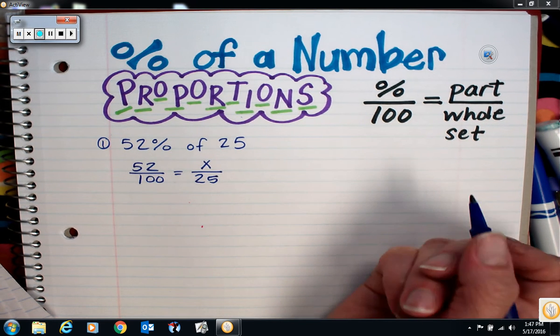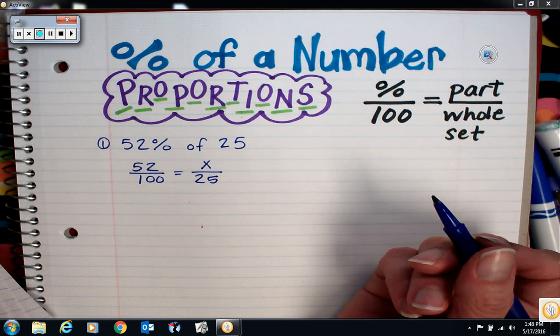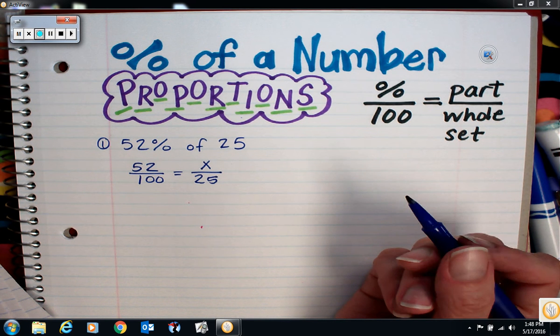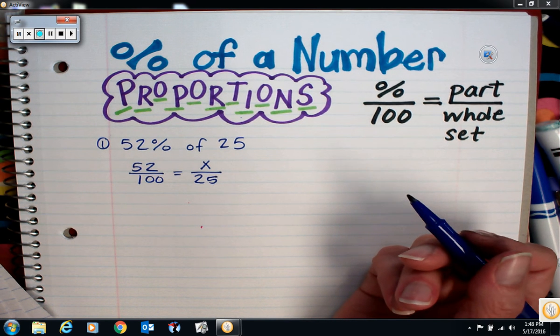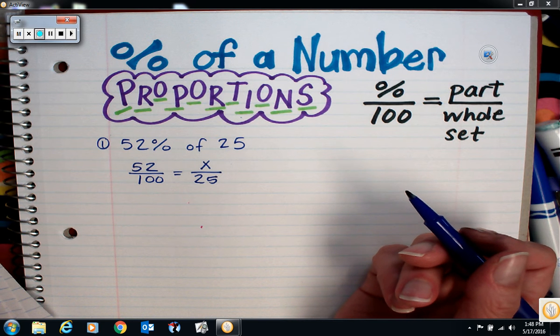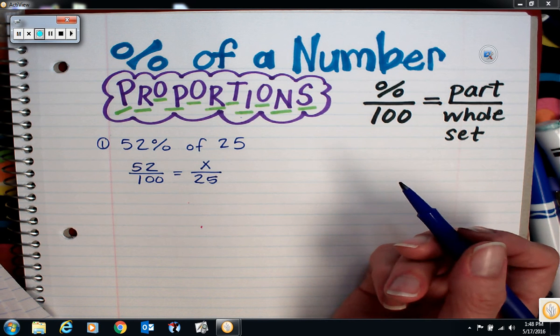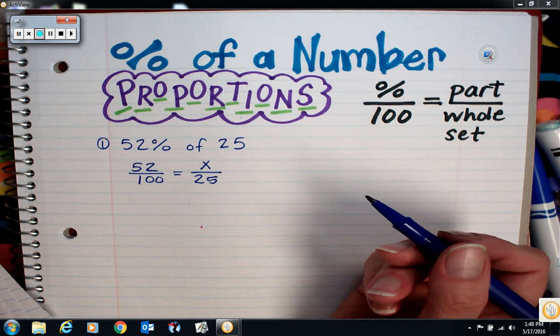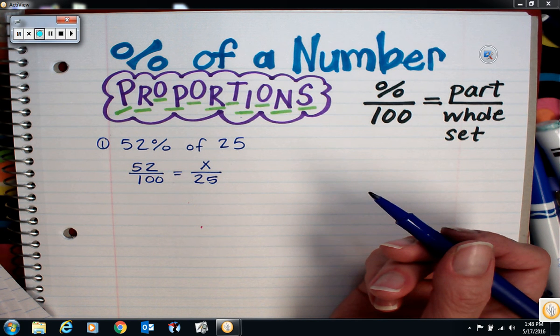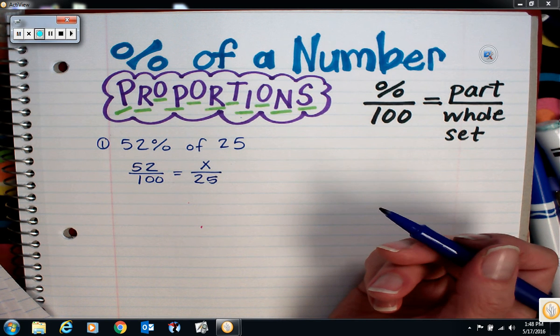So if I had an example, like I have 25 cookies, 52% of my cookies have chocolate chips. How many of the 25 cookies have chocolate chips? That would be what I was going to solve. So once I set up my two equal ratios, I'm looking for the part of 25 that equals 52%.